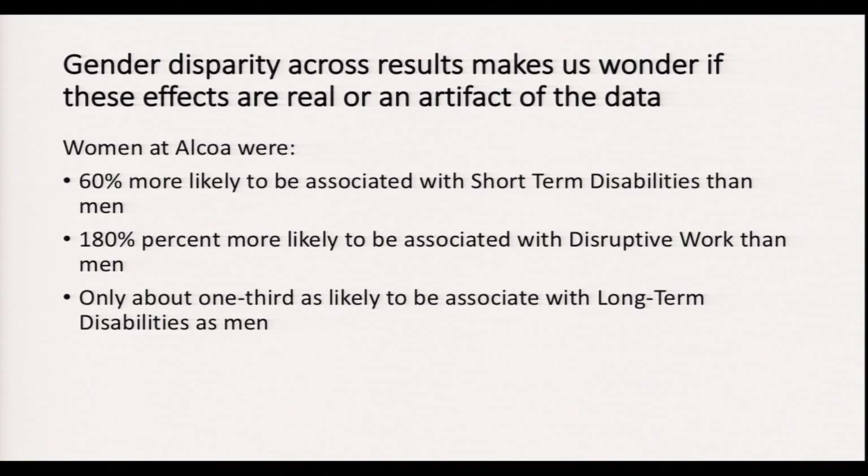That's about 3.6%. So can it really be the case that over 30% of workers at Alcoa are experiencing these kinds of fairly substantial movements onto the disability rolls, even the short-term rolls? And my suspicion is possibly not. What makes me suspect this is that in their actual table 4, although they said a little bit differently here, there is a significant difference based on gender. For short-term disabilities, women are 60% more likely to be associated with a short-term disability than men, 180% more likely to be associated with a disruptive work than men, but only a third as likely to be associated with long-term disabilities.